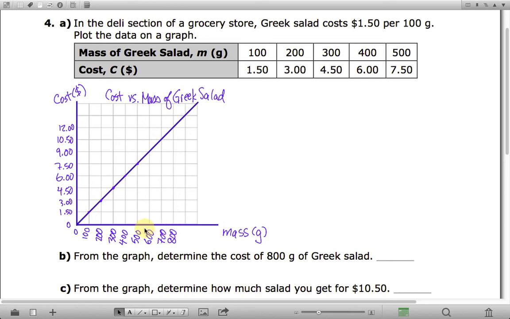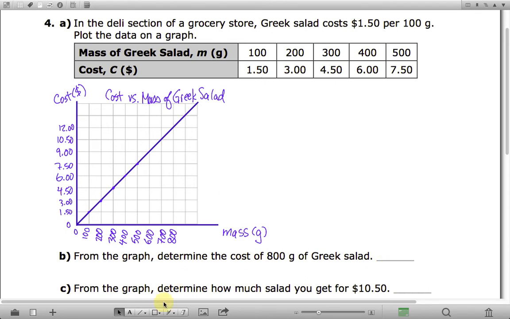Now, you might wonder why I've gone up to 700 and 800 and extended this line that far. It's because I glanced ahead and could see that we're looking to use this graph to determine the cost of 800 grams of Greek salad. So you do need to make sure that you have room to go up that far. Likewise, we also want to be able to figure out how much salad we can get for $10.50. So you know that you need to go at least that high to be able to figure that out.